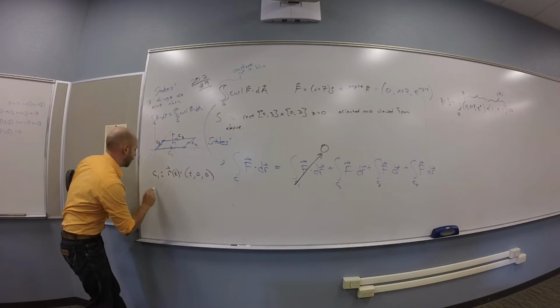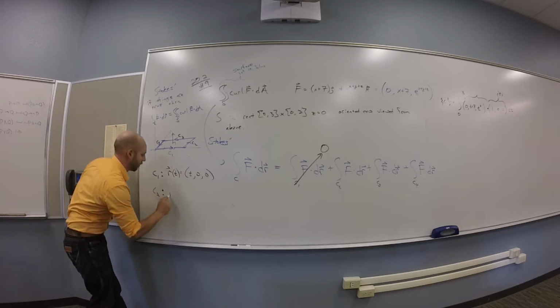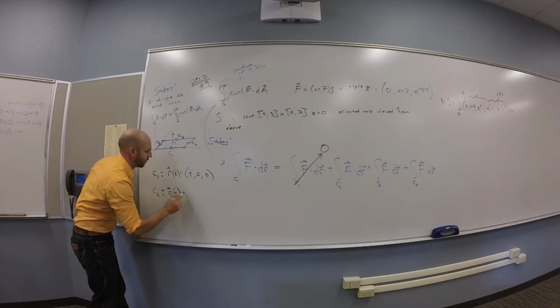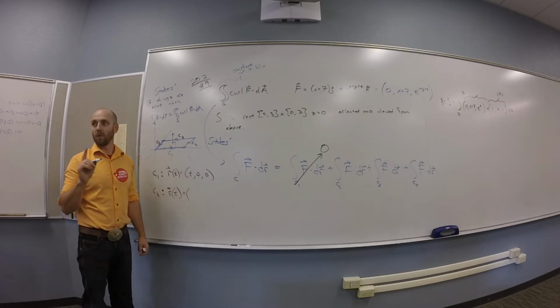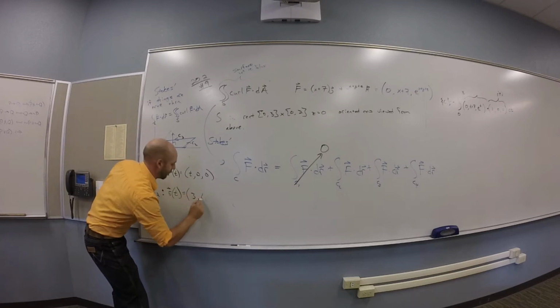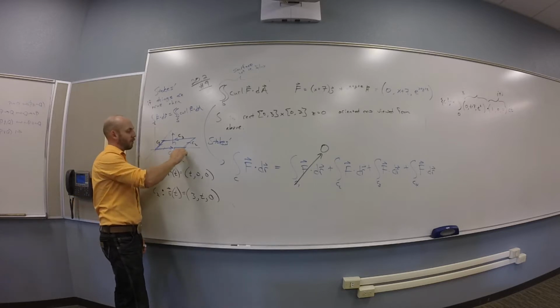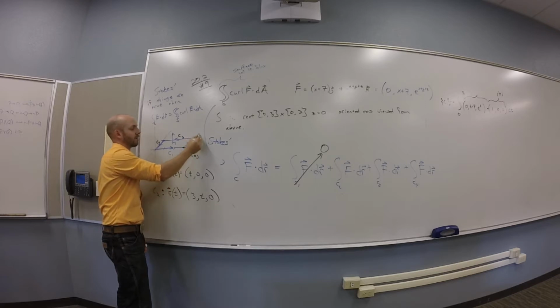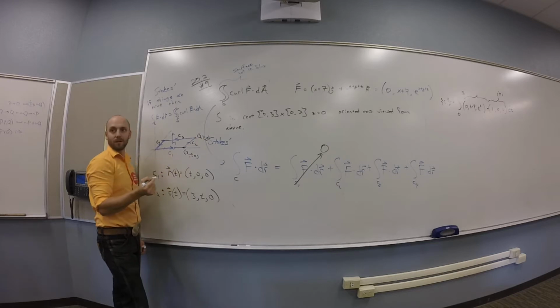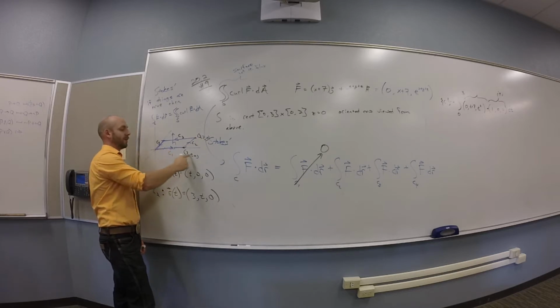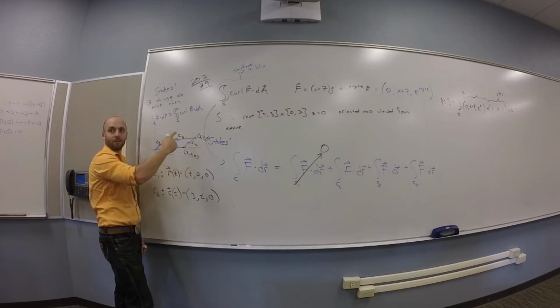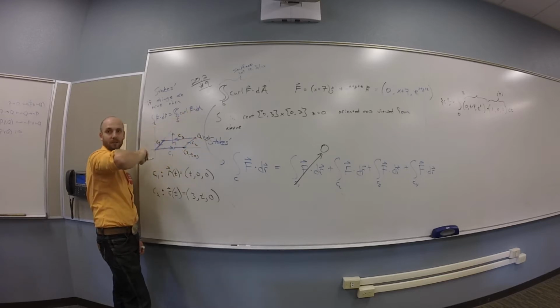Okay. Next. How about C2? R of t for C2 is? 3, t, 0. You guys all with that? Because over here, this point is 3, comma, 0, comma, 0. And this point is 3, comma, 2, comma, 0. And we're moving, so I need to move from 3, 0, 0 to 3, 2, 0 with increasing t's. You guys all see that?